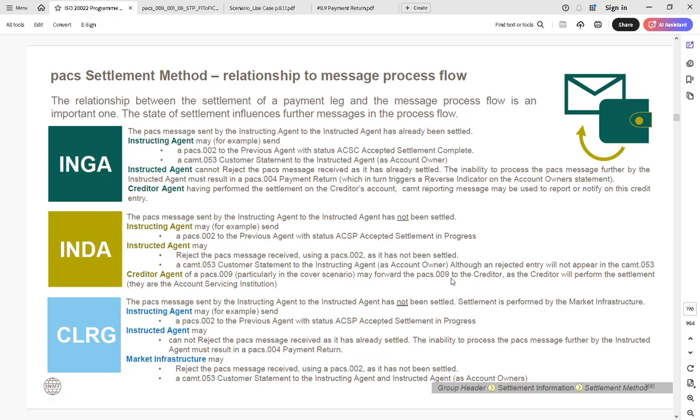And the next one is the cover method, where PACS009 cover will settle the payment instead of the instructing or instructed agent. Below you can see the cover payment is going to settle the payment. So that's what we discuss here. The settlement method is cover to indicate that settlement is done by the cover payment, and this message can be used with PACS008 and PACS009 advices.